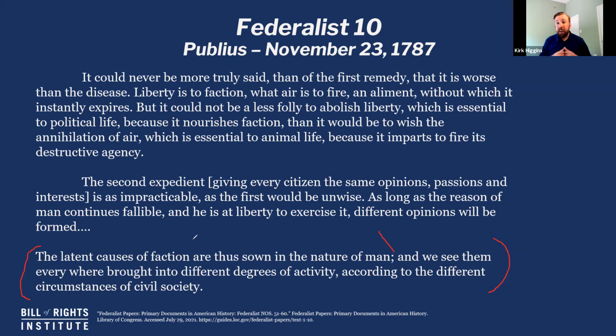In other words, factions exist, they're going to exist. And the only question that we have now in front of us is, well, what are we going to do about them? Because they're not going anywhere. It's a part of why we have a popular government in the first place. And it's going to be a part of any popular government that we create.